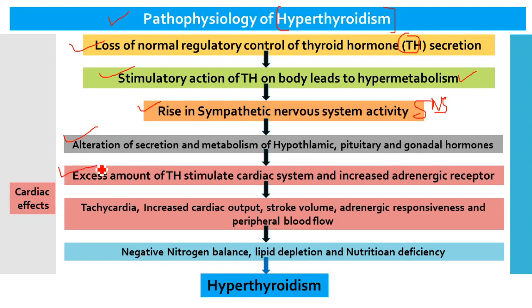Now excess amounts of these thyroid hormones stimulate the cardiac system and also increase the adrenergic receptors. Overall these effects are called cardiac effects, where tachycardia, increased cardiac output, stroke volume, adrenergic responsiveness and peripheral blood flow alterations are there, which is ultimately linked with negative nitrogen balance and lipid depletion, and nutritional deficiency is also observed. All these things ultimately lead to hyperthyroidism. So this is in brief the pathophysiology of hyperthyroidism.